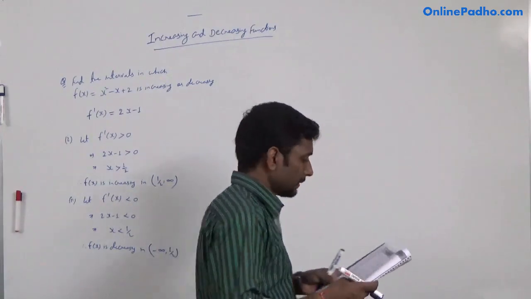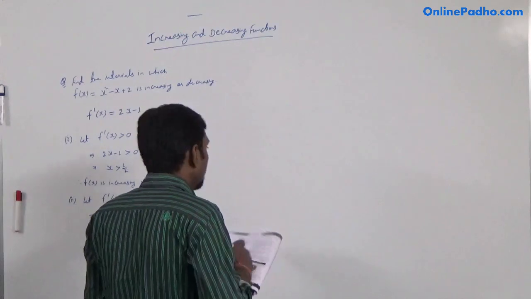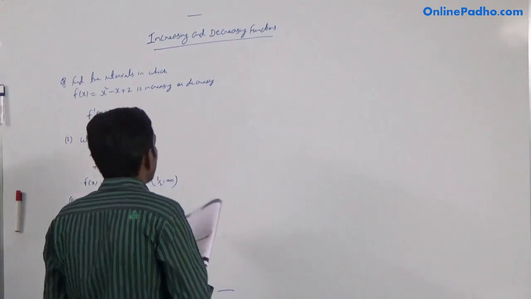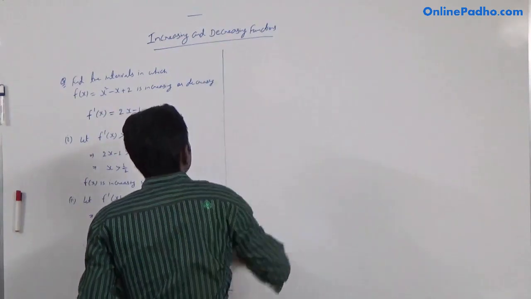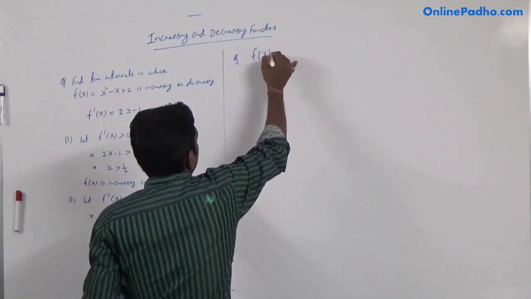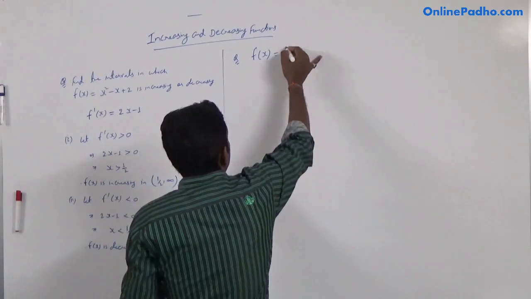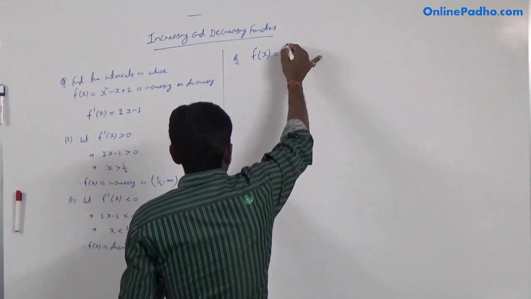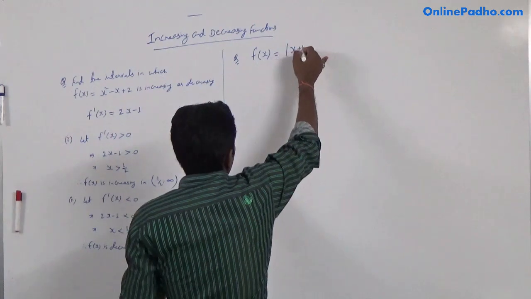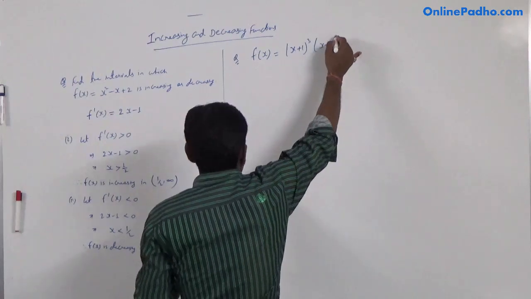The question is, find the intervals in which the function is increasing or decreasing. This is a very important question. f(x) equal to (x plus 1) whole cube multiplied by (x minus 3) whole cube.